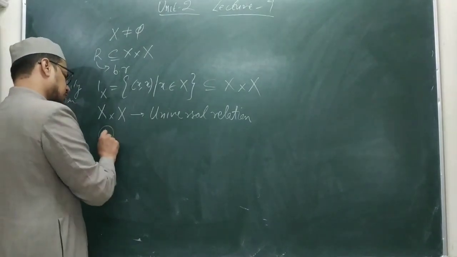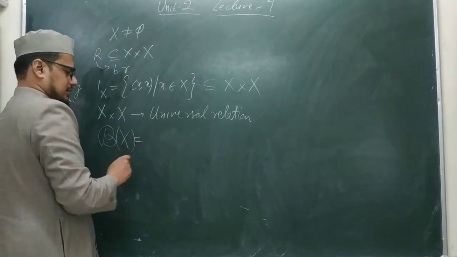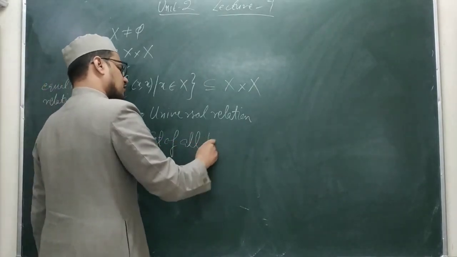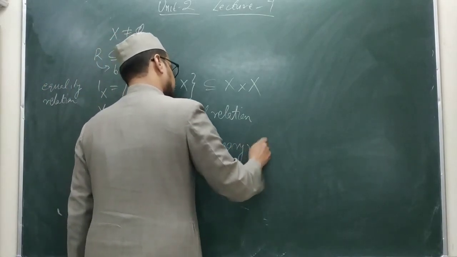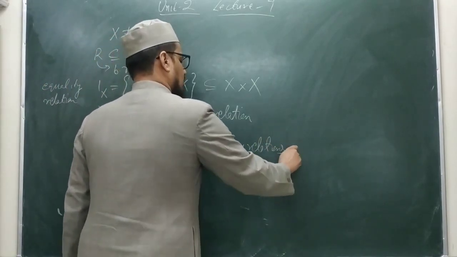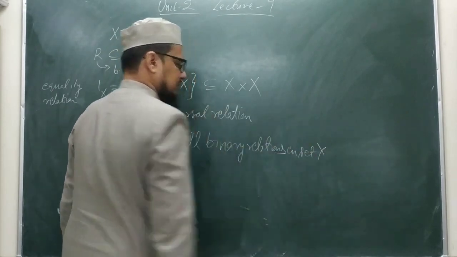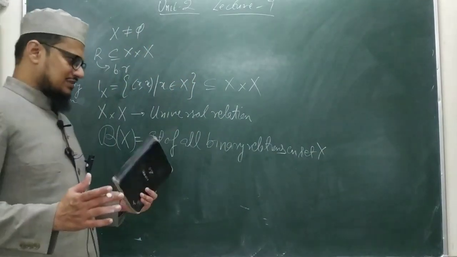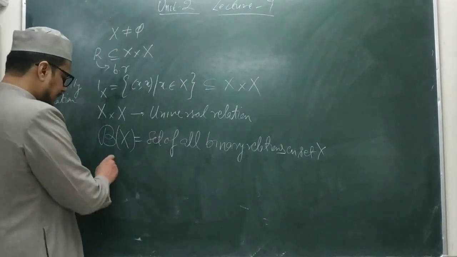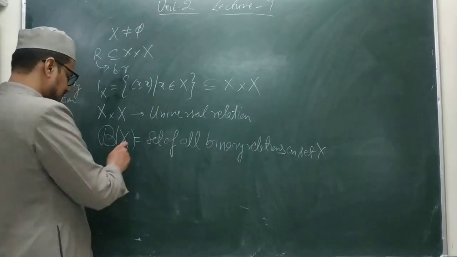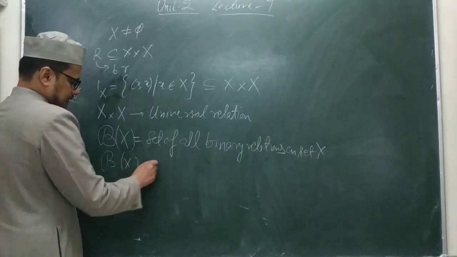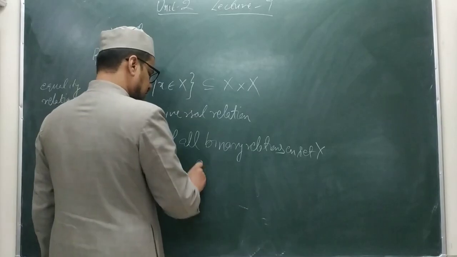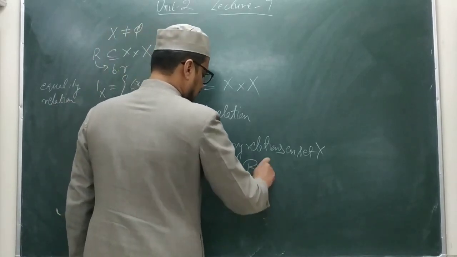Now, what we do, we just collect the set of all binary relations on set X, correct? Now this is the set of all binary relations on set X, denoted B_X. Now we define an operation on this like this. This is an operation, and how do we define it? You take two binary relations rho, sigma belonging to B_X.